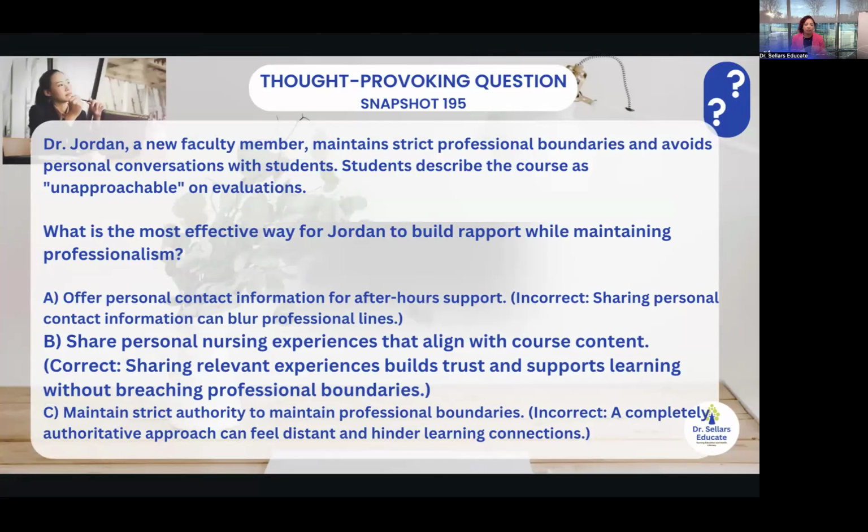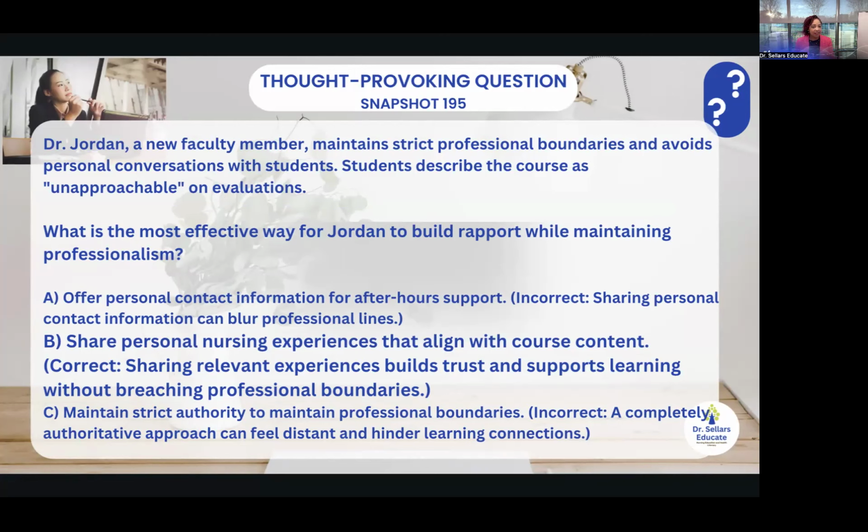All right, so if you chose B, share personal nursing experiences that align with course content, you are correct. Okay, so give yourself a round of applause if you chose B. The reason why this is the correct answer, which is the most important part, right, for these thought-provoking questions, is that sharing relevant experiences builds trust and supports learning without breaching professional boundaries.